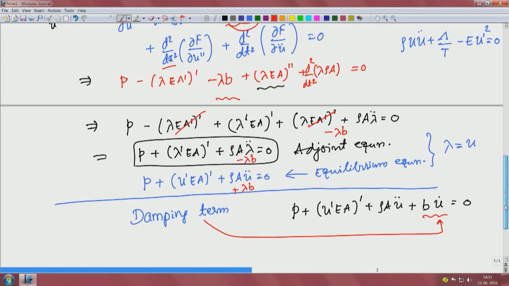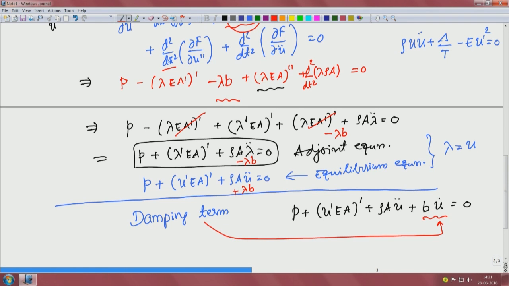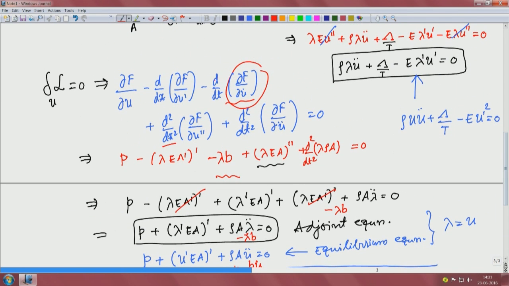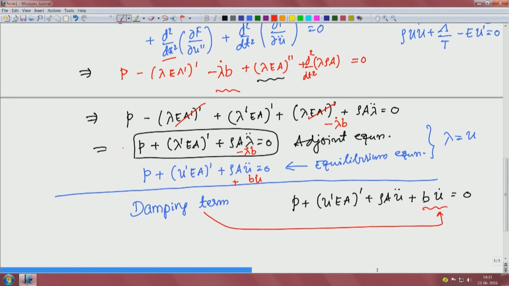We said that damping term, so not lambda, okay, one second, this will be bu dot in the governing equation, it will be lambda b dot, because when I take this there is d by dt, so it will become lambda dot. So, there will be lambda dot b, then lambda dot b. Now, if you compare these two equations, they are not exactly the same, because over here it is a plus bu dot, whereas here it is minus bu dot.